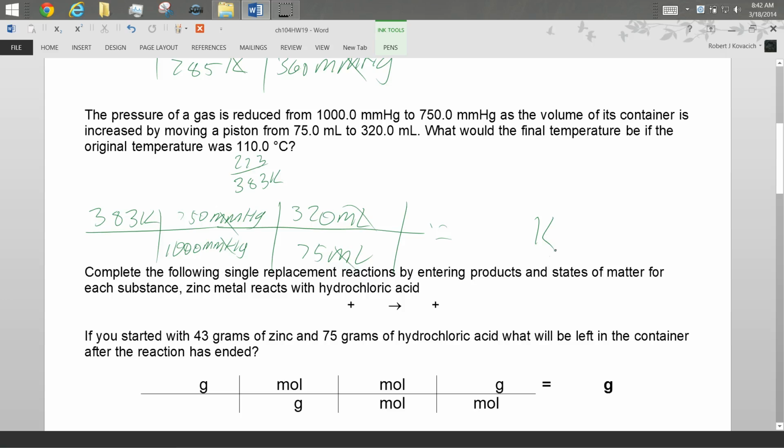So I've got 383 times 750 times 320 divided by 1,000 divided by 75. I got 1,230, three sig figs. And then what would you want to do next? You want to change it back into Celsius. So if I minus 273, I can turn this into 953 degrees Celsius.